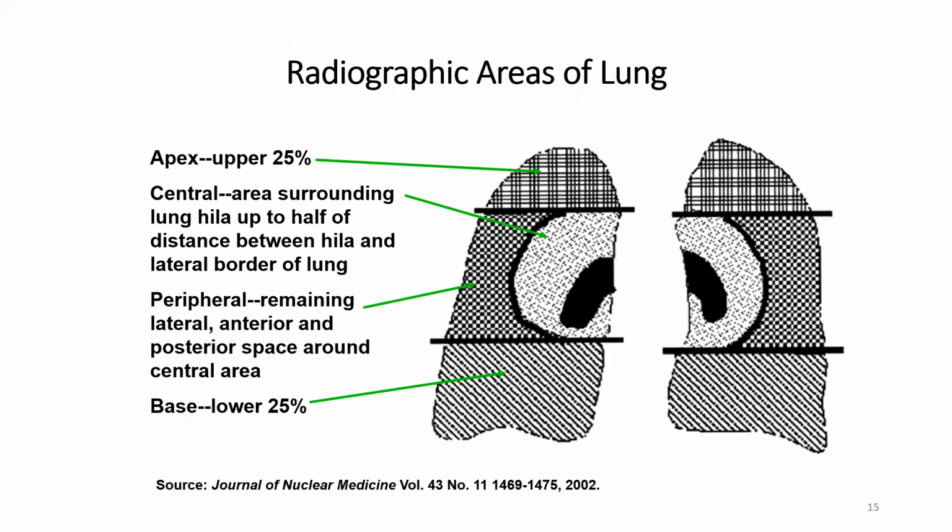This is a radiographic diagram of areas of the lung. These terms are used in imaging. The apex, here is the central area of the lung versus the peripheral area, and the base. And so 25% of lung cancers are in the apex, maybe 25% in the base. The rest are going to be peripheral or central.